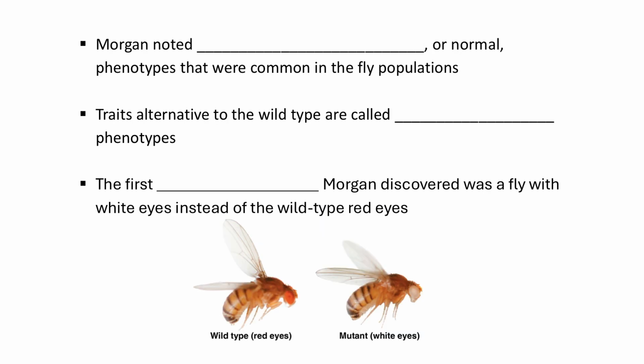In his studies, Morgan noted wild type, and the wild type is the normal phenotype that was common in the fly populations. So what was seen normally, those phenotypes were referred to as wild types. Any traits that were alternative to the wild type are called mutant phenotypes. The first mutant that Morgan discovered was a fly with white eyes rather than the wild type red eyes.